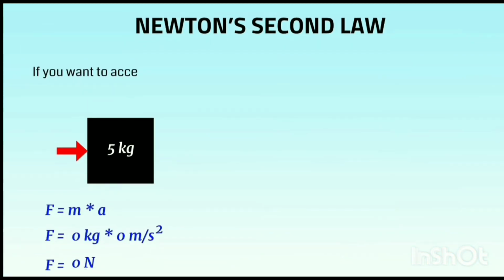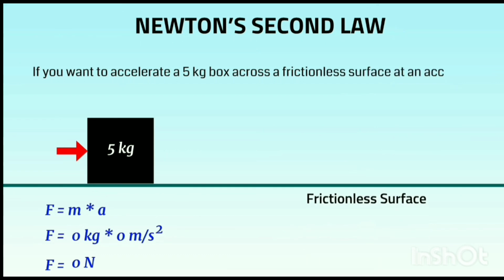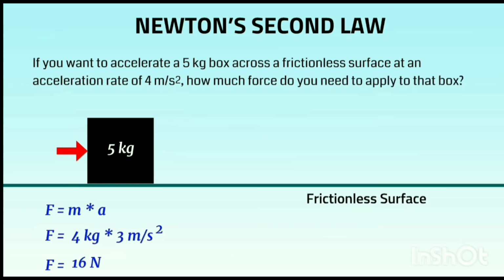If you want to accelerate a 5 kilogram box across a frictionless surface at an acceleration rate of 4 meters per second squared, how much force do you need to apply to that box? Just simply put the values into this equation. You will get the answer 20 N.